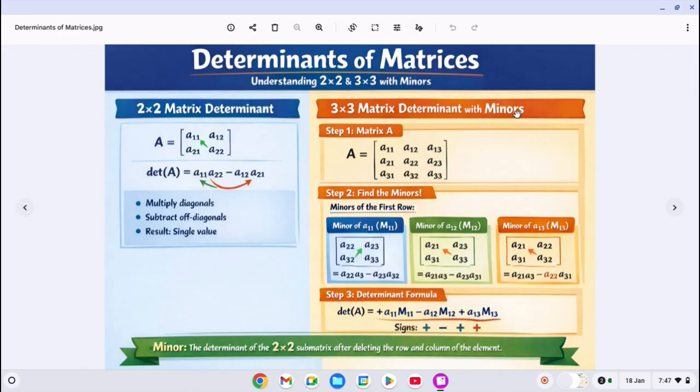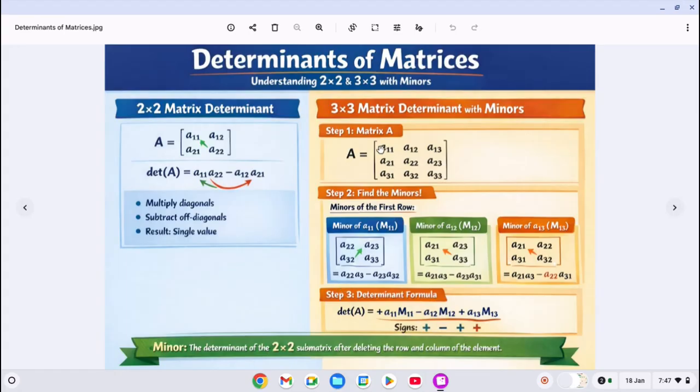If it is a 3 cross 3 matrix, you have to first find the minors of the first row. So we have to take the first row. Here see, the determinant of A is nothing but A11, the first element of the first row, times the minor of that element, minus the second element of the first row, times the minor of that element, then A13, the third element of the first row, and the minor of that element. Minor is nothing but deleting the corresponding row and column.